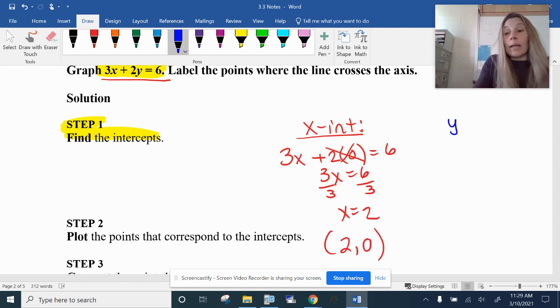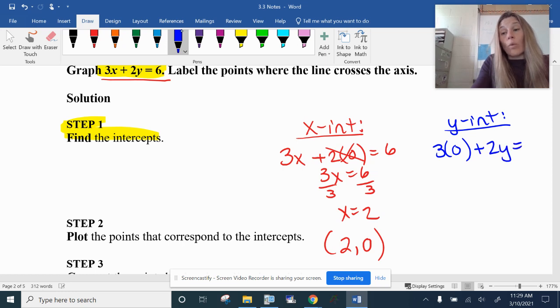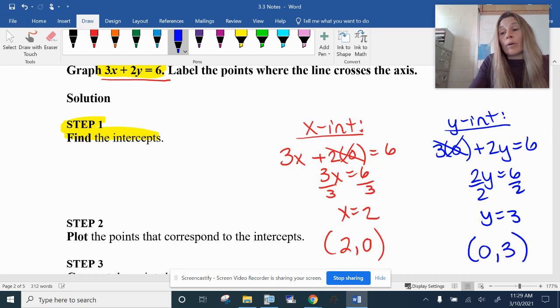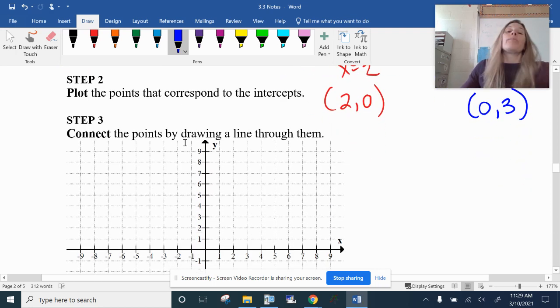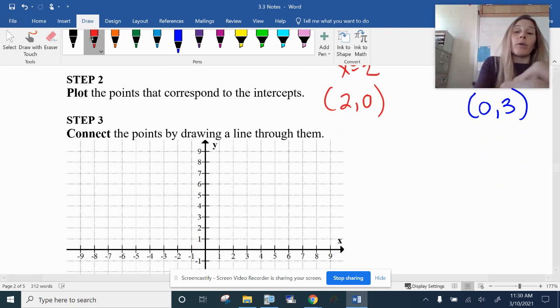Then I will repeat the same process for the y-intercept, but this time my 0 is going in for the x so that I can solve for the y. So I'm left with 2y equals 6, dividing, y equals 3, and then my point is 0, 3. Once I have my 2 intercepts, I have these 2 nice points that I can plot. I'm going to go ahead and plot them.